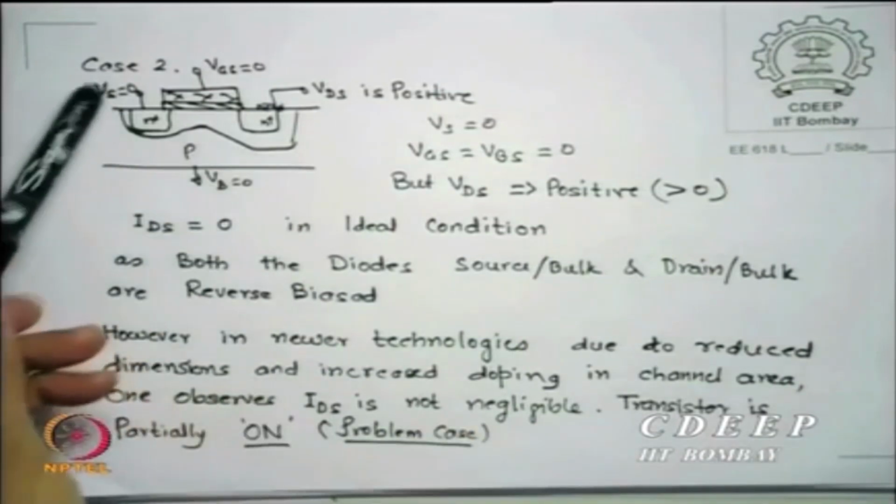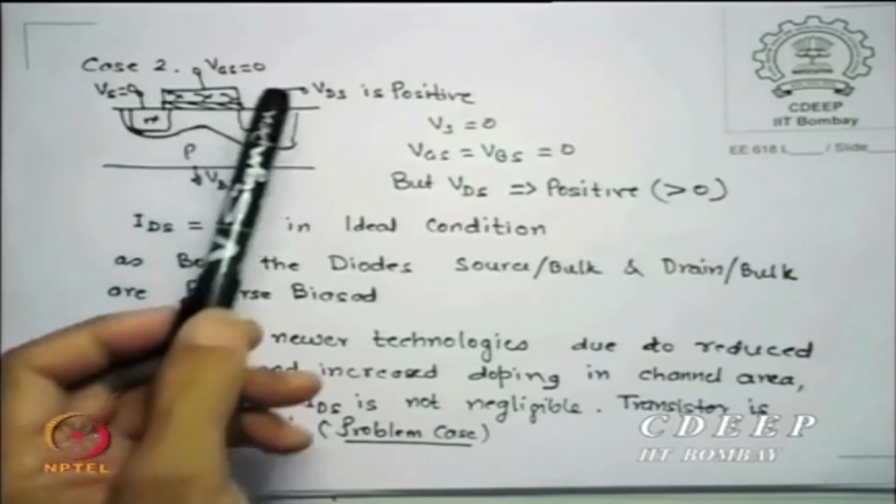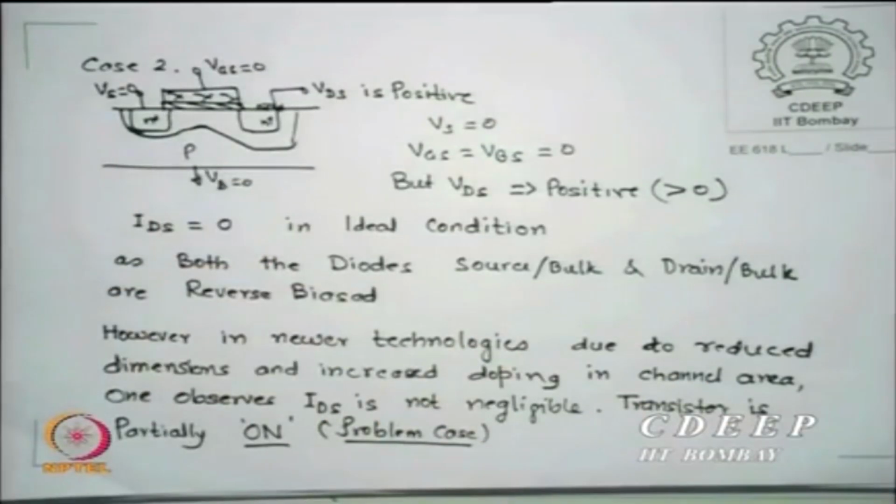So right now we say Vs is 0, we also say bulk is grounded, but we apply VDS. No gate voltage, no source voltage, no bulk voltage, but we apply VDS which is positive, let us say.